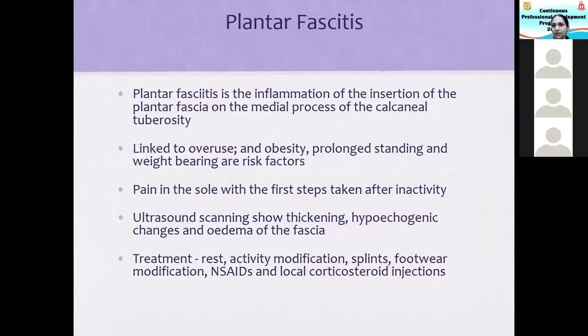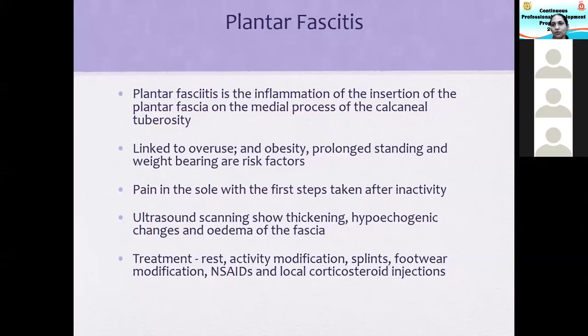Plantar fasciitis is another enthesitis that commonly presents to clinics as well as to private practice or GP practice. It's the inflammation of the insertion of the plantar fascia onto the medial process of the calcaneal tuberosity. It is again due to maybe overuse, obesity, prolonged standing, and weight bearing. So these are the risk factors. Pain in the sole with the first steps taken in the morning or after inactivity is the symptom they come with.